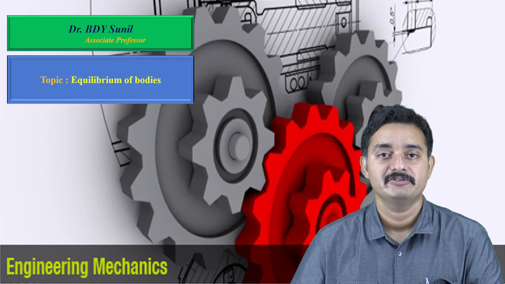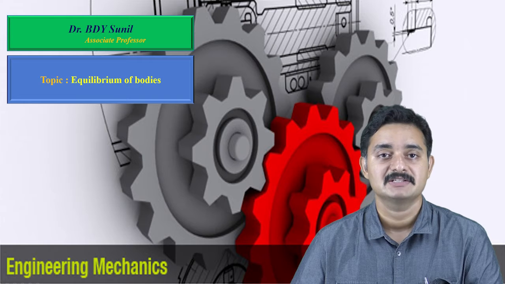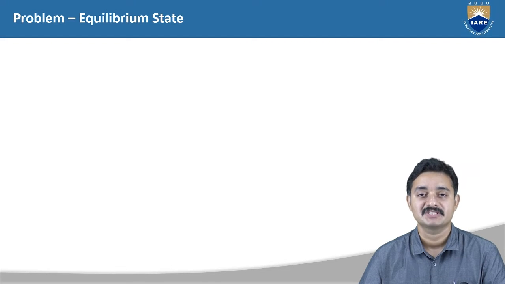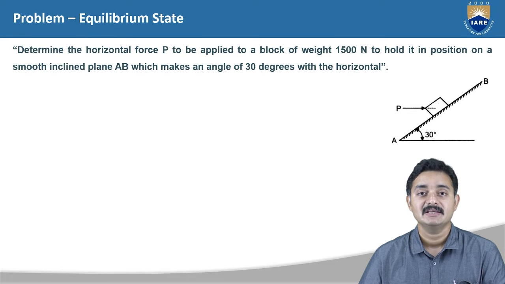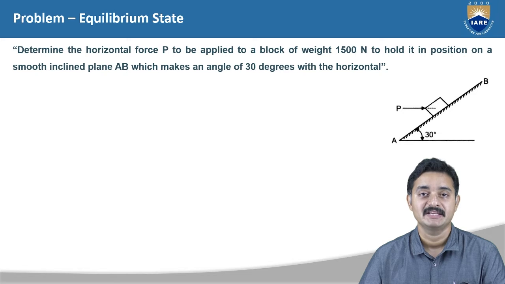In this session, we will be solving few problems on equilibrium conditions, supports and support reactions. Let us solve a problem on state of equilibrium. The problem given is, determine the horizontal force P to be applied to the block of weight 1500 newtons to hold it in position on a smooth inclined plane AB, which makes an angle of 30 degrees with the horizontal.